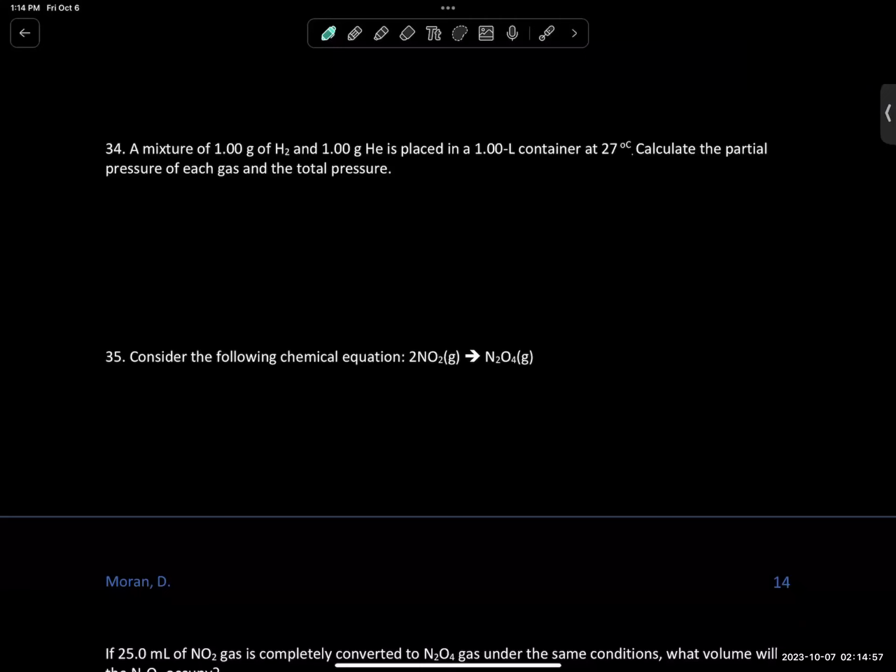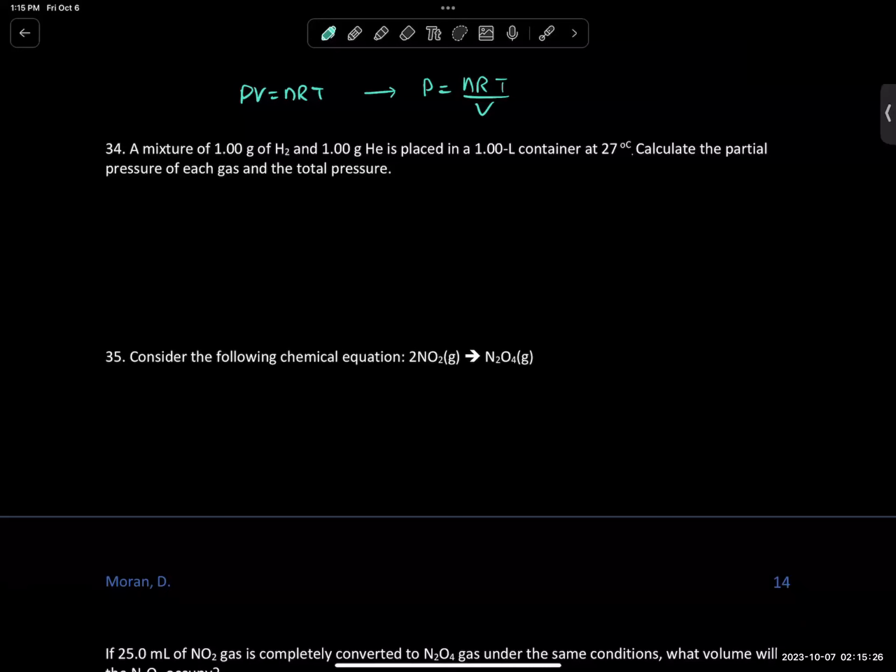nRT divided by volume. Yeah, so that'll get you pressure. So you're using the ideal gas law, PV equals nRT, and then solve for P by isolating it. So you get P equals nRT over V. But now we need to find what? Yeah, we need to find moles first, right?